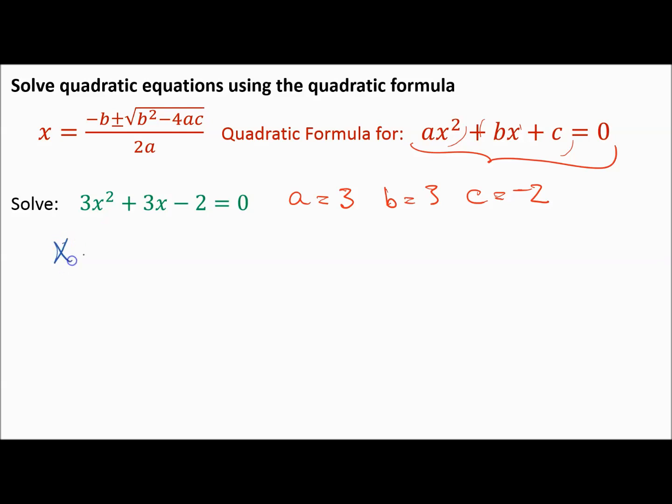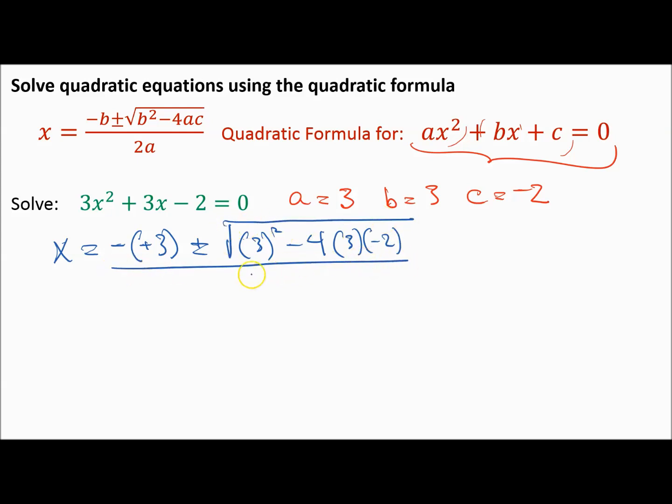So I have x is equal to negative b. So that's going to be the negative of a positive 3, because our b is 3, plus or minus the square root of b squared. So it's going to be 3 squared, minus 4 times a, which is 3, and c is negative 2. Now all that's underneath the square root, and that's all divided by 2, and then a is 3.